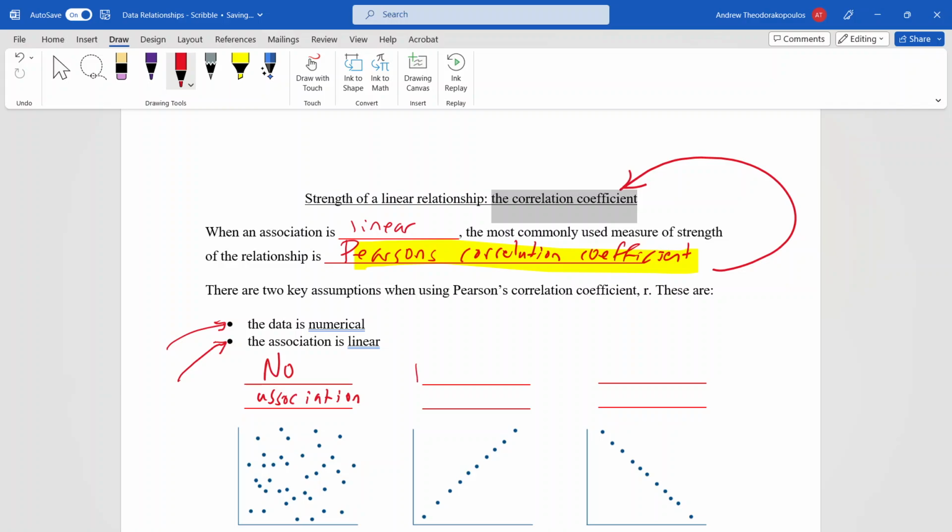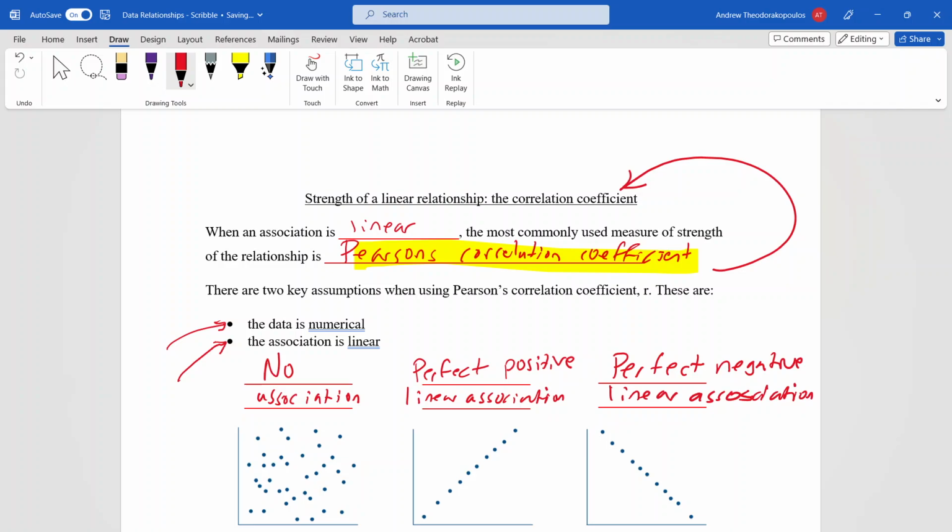This one here is what we call the perfect positive linear association. Okay, it's similar to strong, but it's even stronger than strong. It's perfect. It's literally a straight line. Okay, so that's why we call it perfect. Same thing with this one. This is also perfect, but instead of being positive, it's a negative linear association.